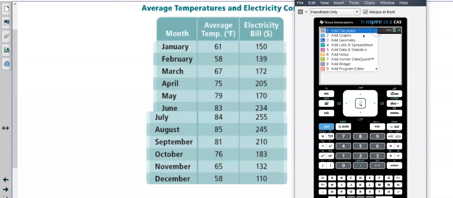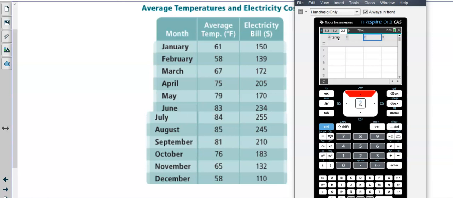What that does is now I'm on page 2.1. I'm going to go to add list and spreadsheet, and all my variables are new. This page only communicates with other pages like 2.2, 2.3, and so forth. So I'm going to call this one temp again, because it won't populate with my old data since I inserted a new problem. Go to column B, I'm going to say a bill for electricity bill.